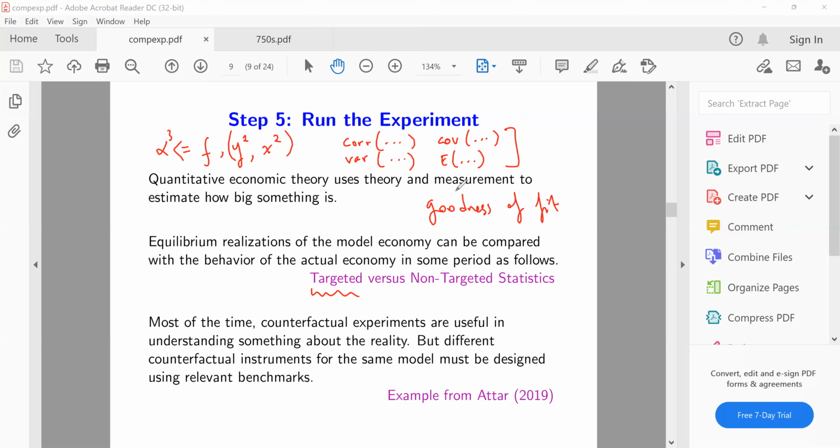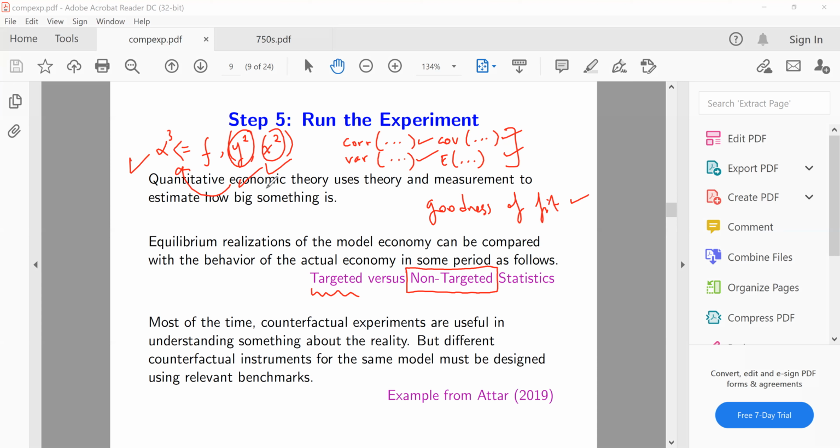Okay, because of course, since you are using these moments to get the value of alpha 3, these are not suitable for evaluating the goodness of fit of the model, right? Because if you are using these, of course, the goodness of fit would seem okay. Instead, what you're going to do is to look at non-targeted statistics. Okay, so you are using y1 and x2 to calibrate the value of alpha 3, then these are not the things that you should look at when you are evaluating the goodness of fit. You should look at other variables, right?